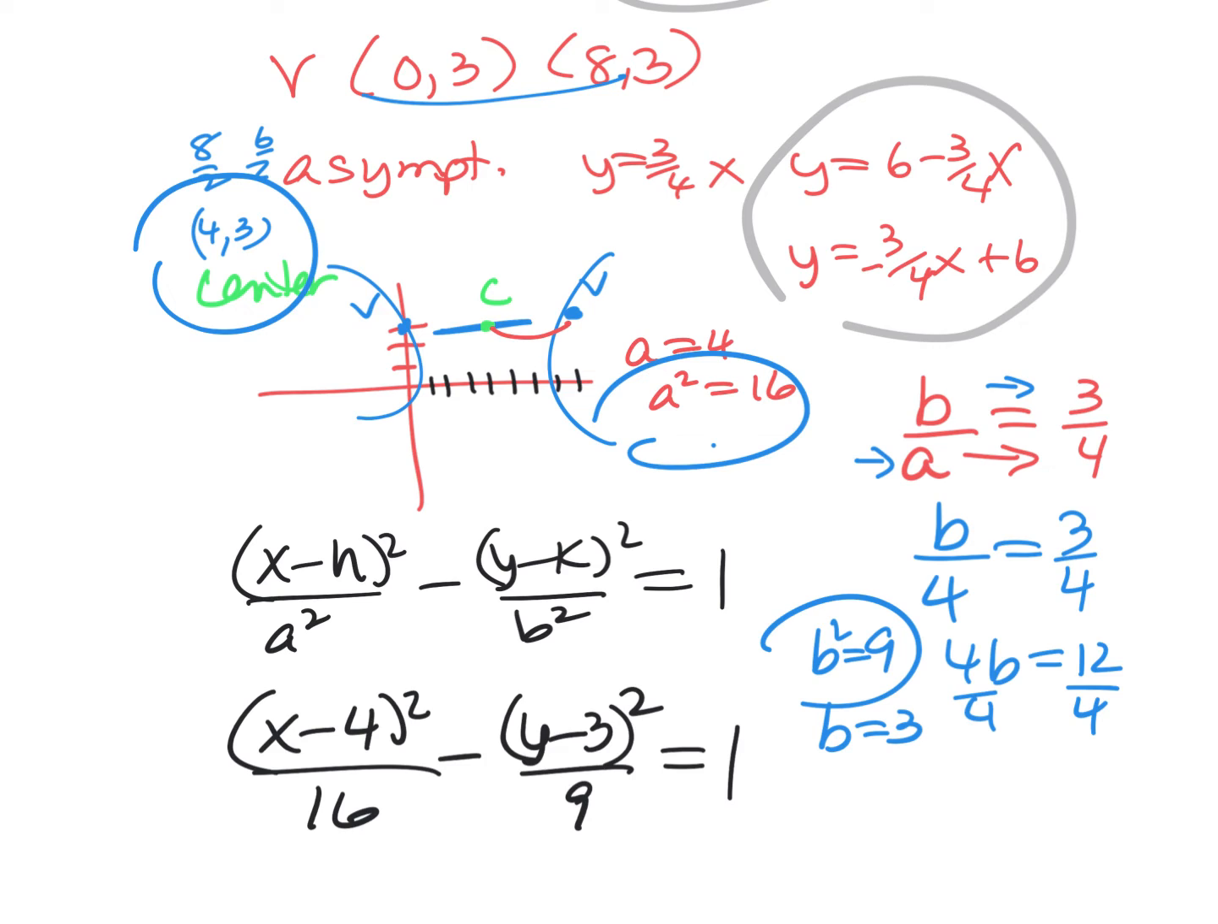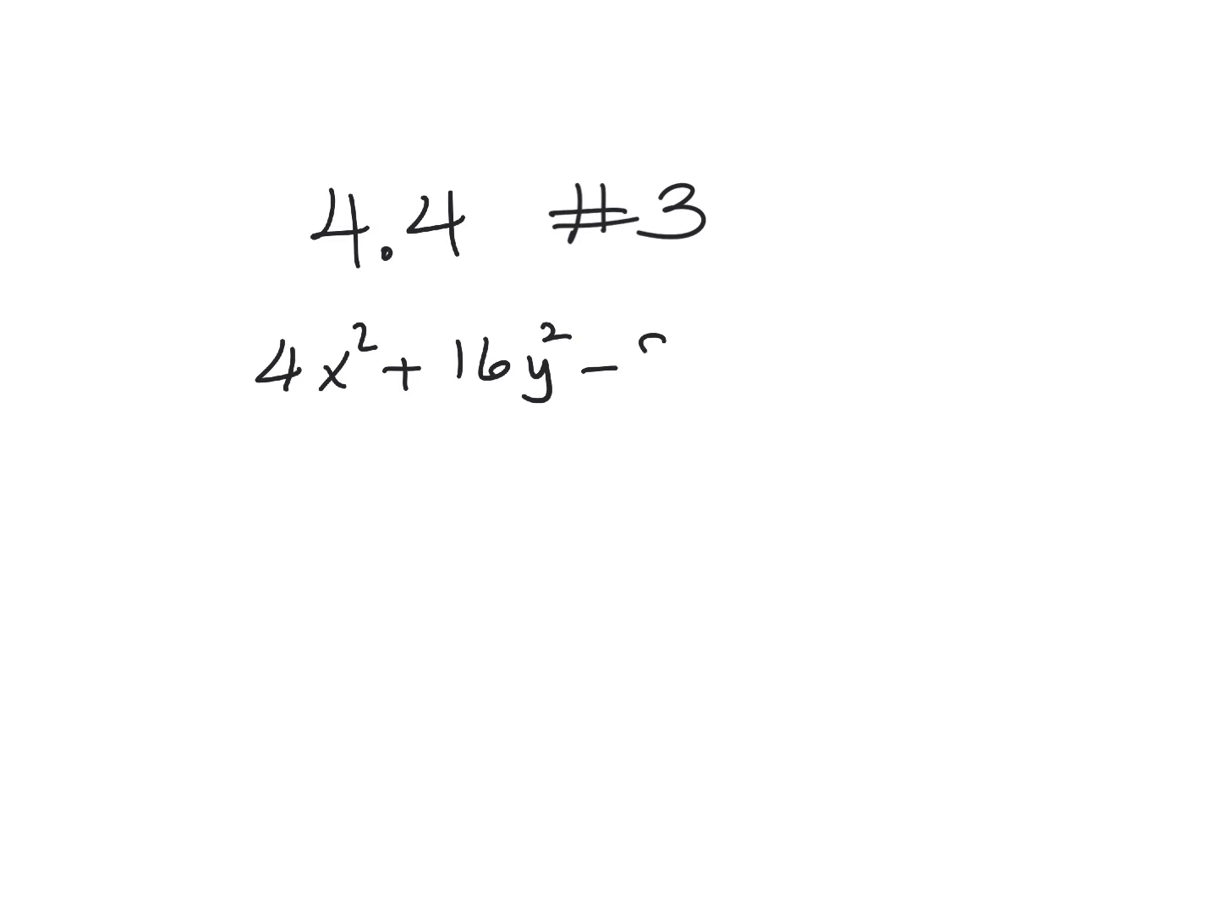Okay, so this is WebAssign 4.4, number 3 for Alejandro. And again, you may have had the same exact question. So just like on WebAssign, you're going to have to complete the square first and then find all the missing pieces. So this one had 4x squared plus 16y squared minus 8x minus 64y plus 64 equals 0.